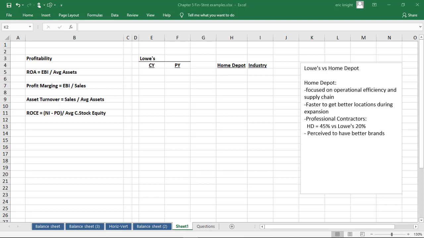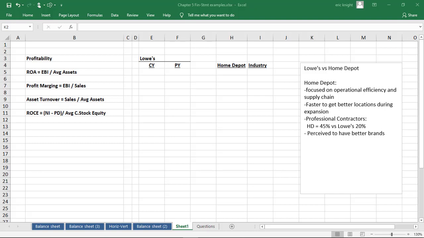So based on research and some articles where the management of Home Depot and Lowe's were interviewed, it seems that Home Depot has focused more on operational efficiency and supply chain. Home Depot has also been able to get locations faster during their expansion stage, so they were able to get better locations when they were expanding. Professional contractors seem to like Home Depot better. Professional contractors are about 45% of sales for Home Depot versus 20% for Lowe's. And Home Depot is perceived to have better brands for sale. Let's see how this looks on their ratios.